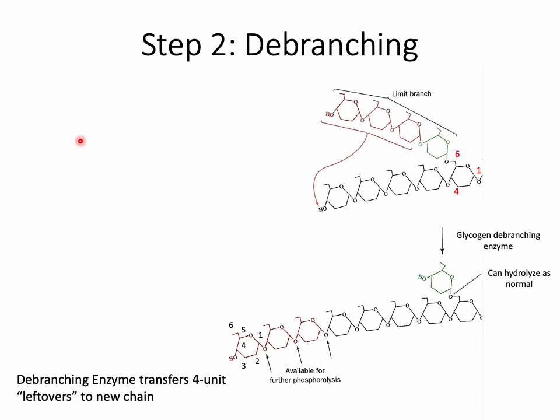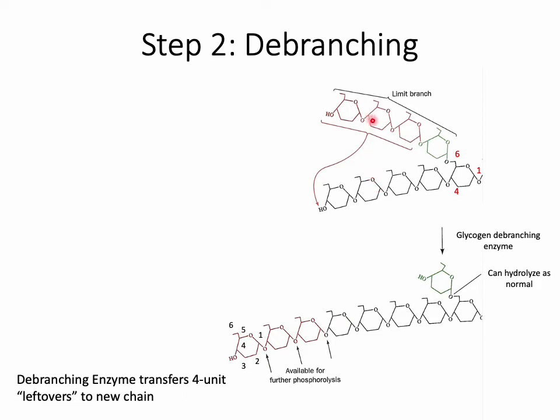The debranching enzyme basically takes a 4 glucose unit from glycogen and transplants it onto an existing chain to generate a longer chain. This generates a much longer linear chain, which can then be acted on by our glycogen phosphorylase enzyme.